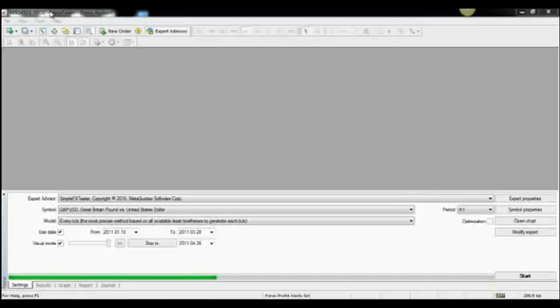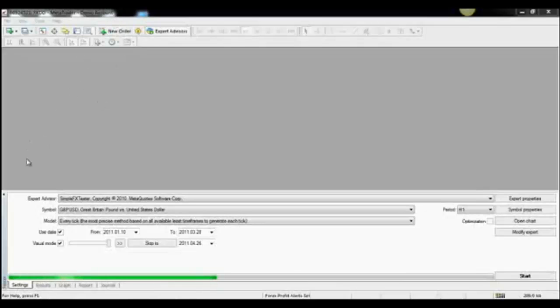This is MetaTrader 4, what you guys are seeing here. If you don't know what MetaTrader 4 is, don't worry, I'll get into that. In the training area, I show you how to download and install MetaTrader 4 if you don't have it. It's free, so you don't need to worry about paying anything for it.